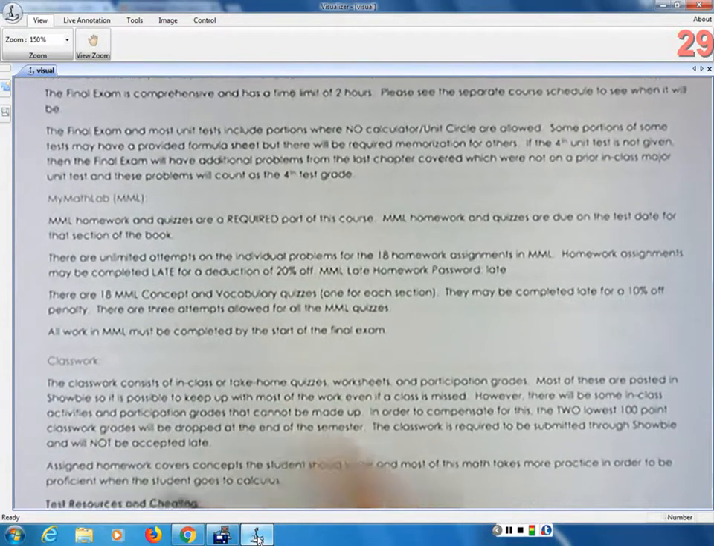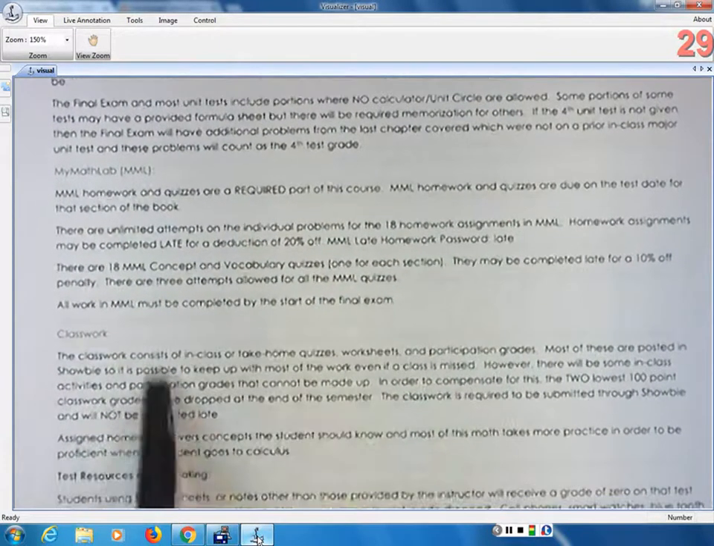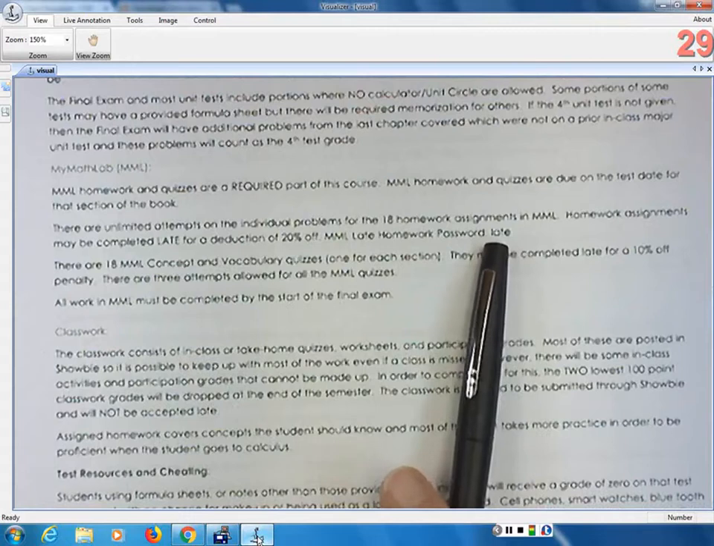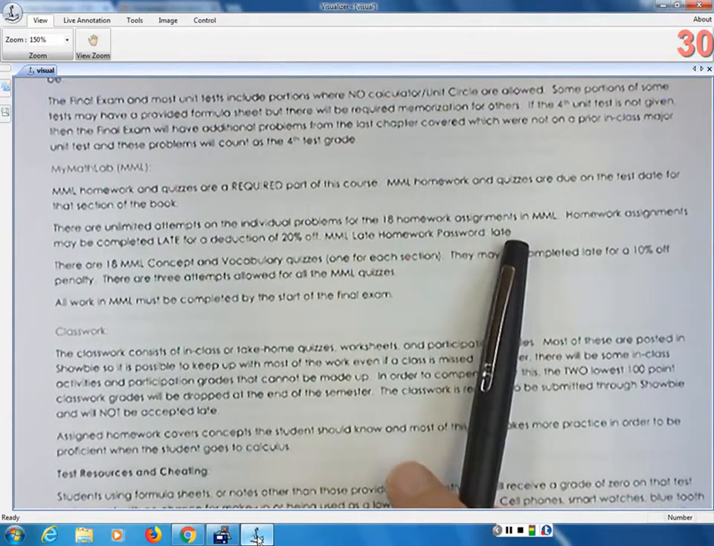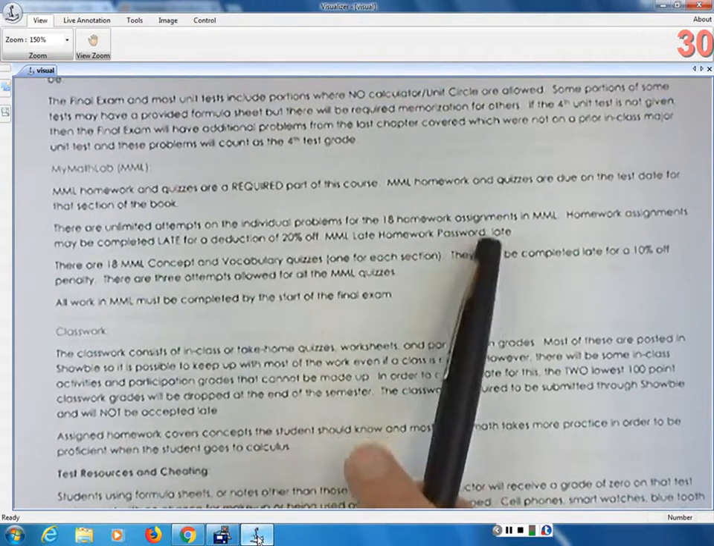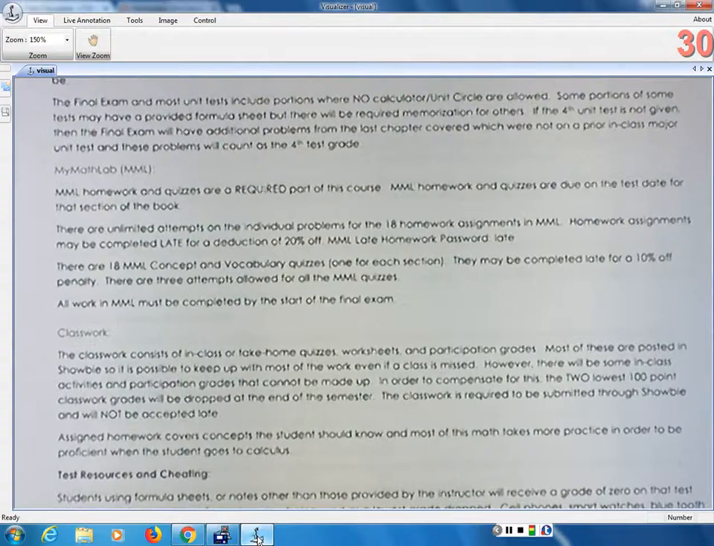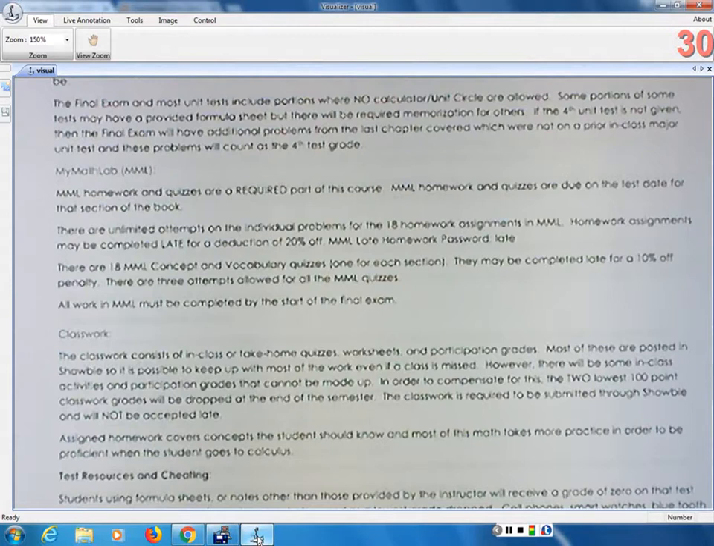The MyMathLab homework and quizzes are required. And it's the same thing. The password is LATE. If you do your homework late, it's 20% off. You really want to get your math lab done, so keep up with it. Get your math lab done before each test. The due dates are on the test dates.